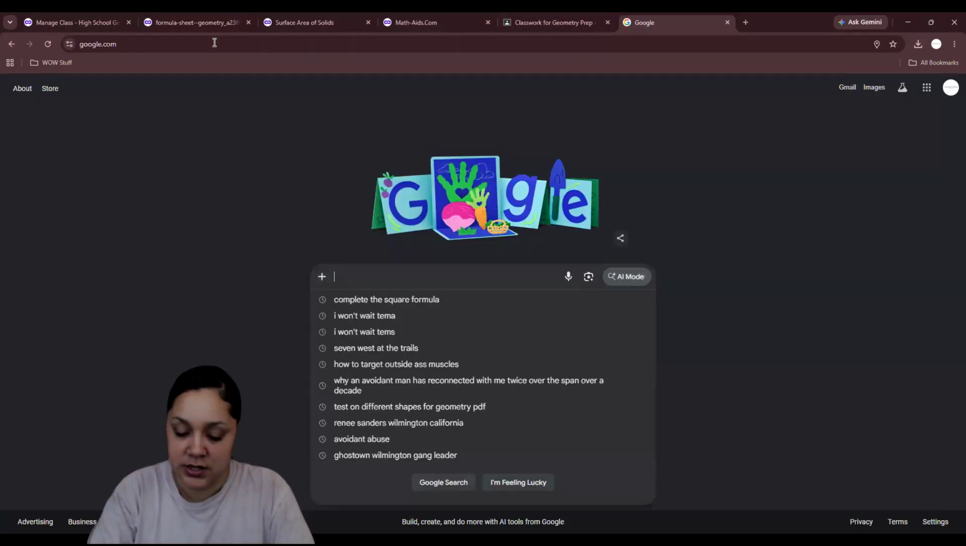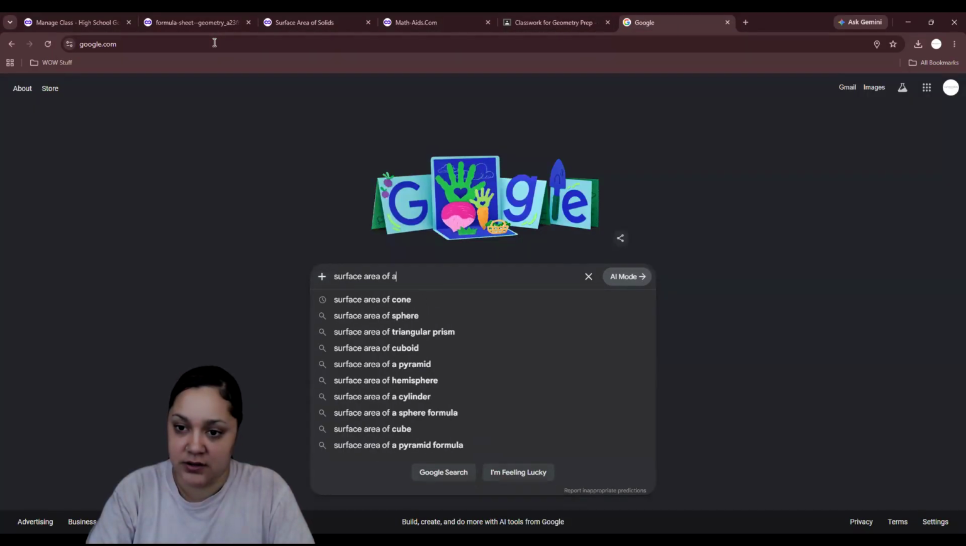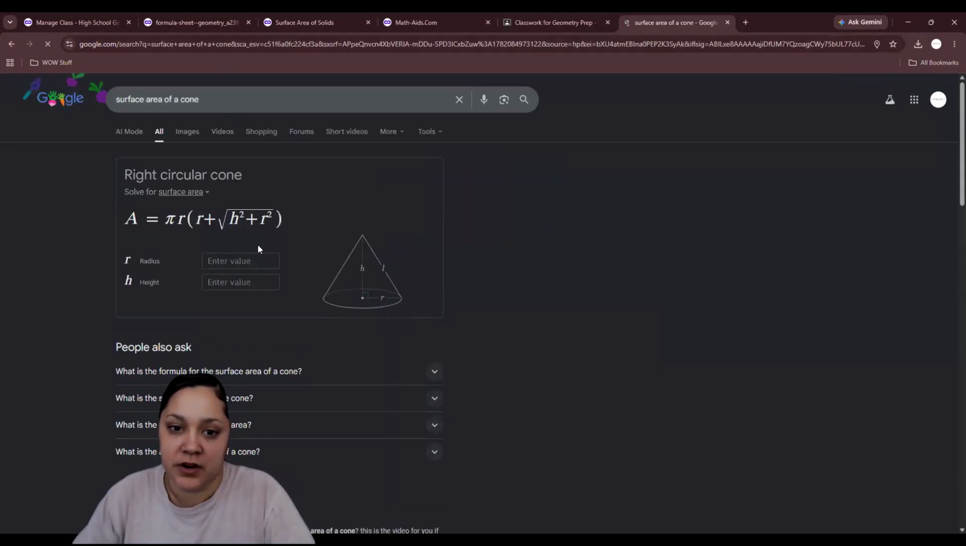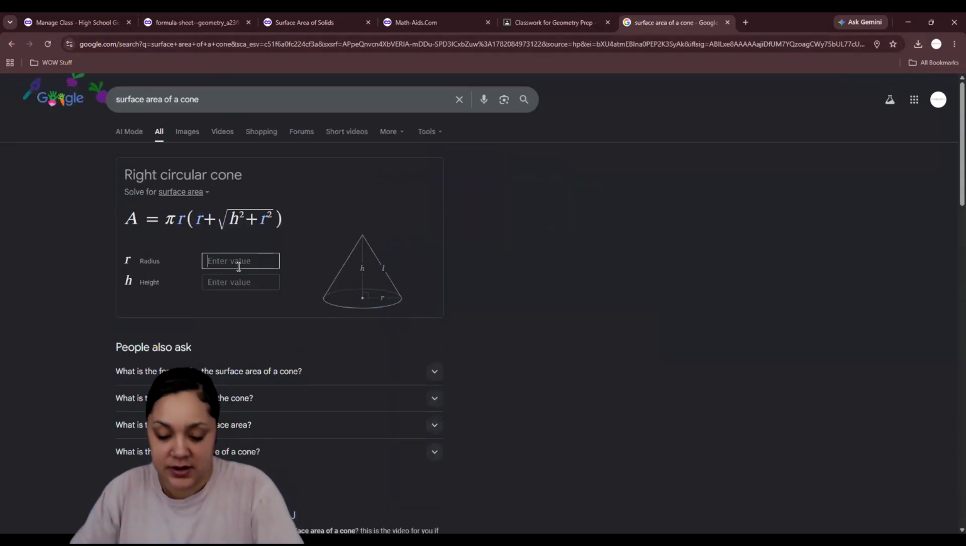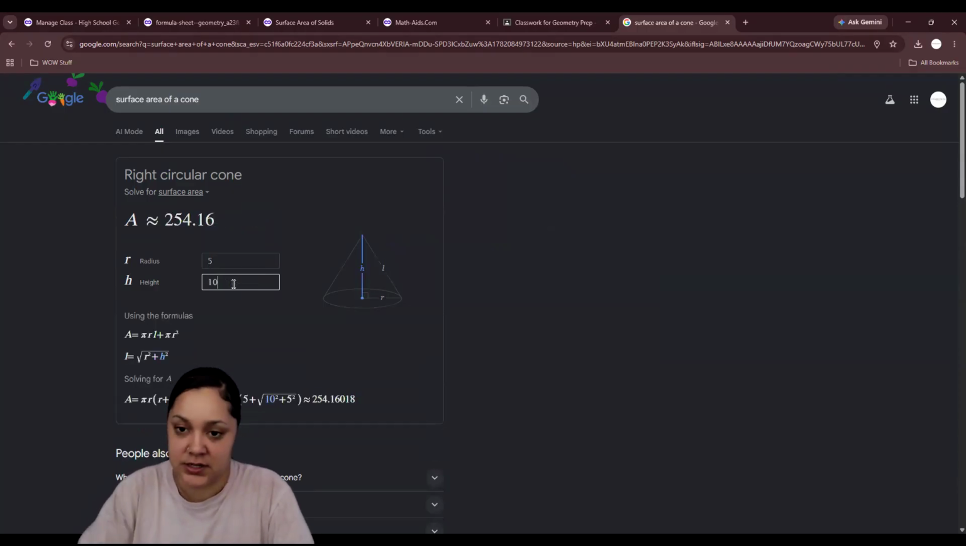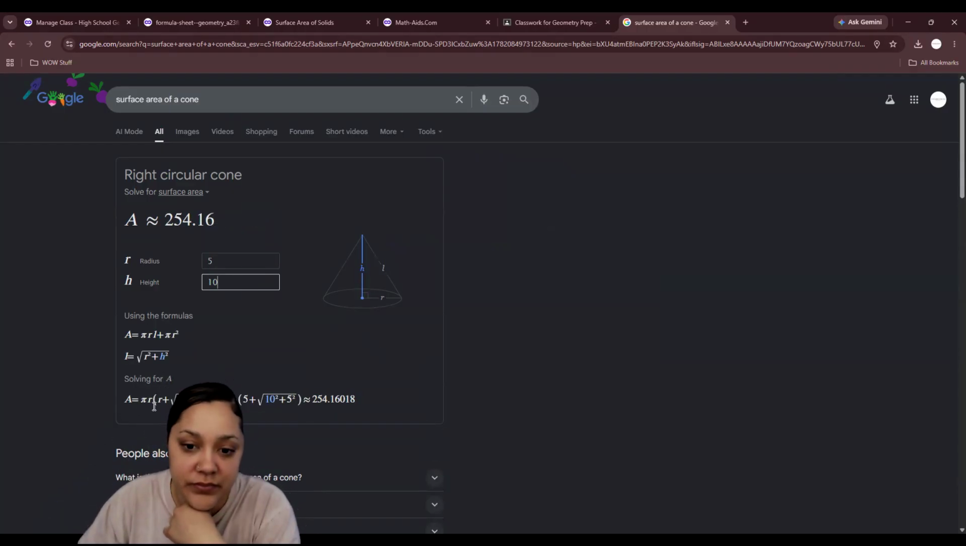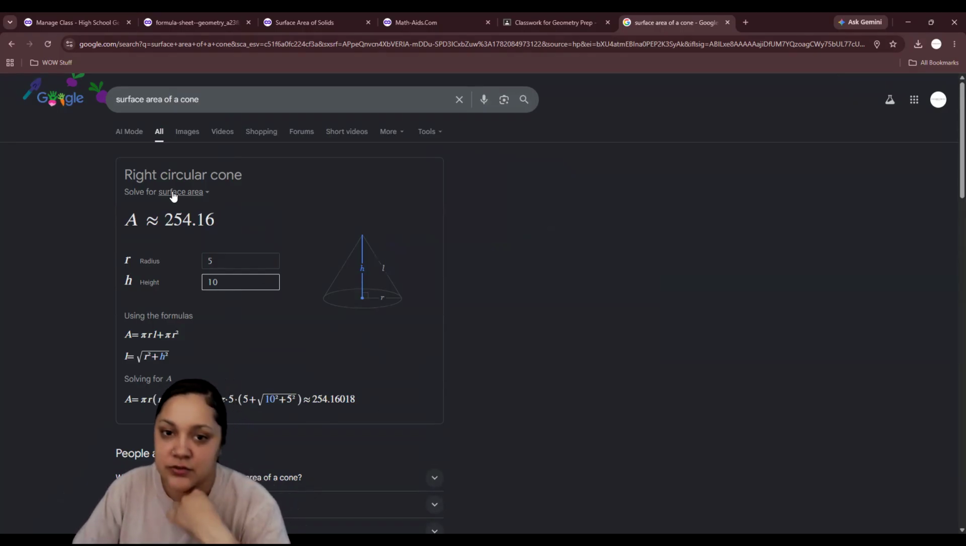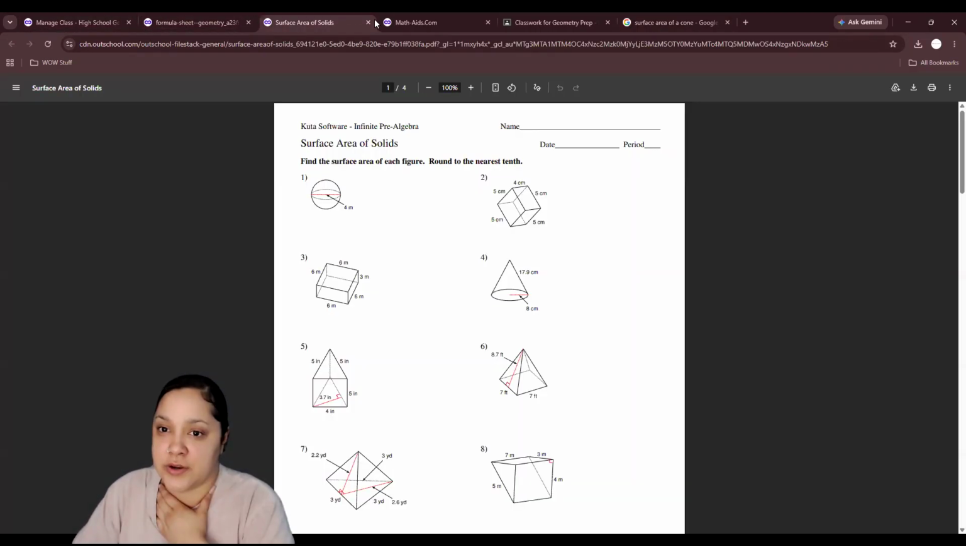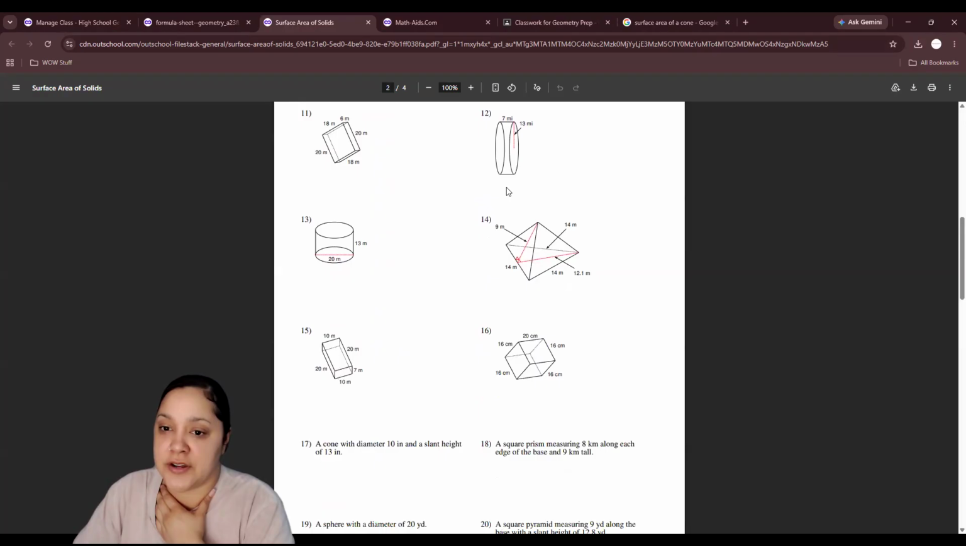So let's see. Surface area of a cone. All right, so here you can see I plug in a 5 for the radius and a 10 for the height, and I get my answer, which I had got. And so you can see kind of how it's done with these Google calculators, which is cool sometimes. All right, so I recommend to practice your surface area of all the shapes.